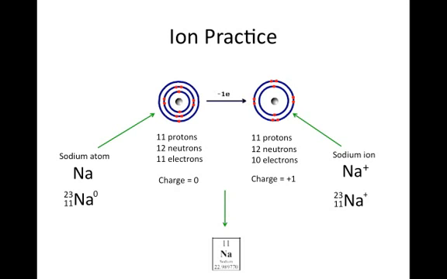Notice that there is not much difference between the notation of a sodium atom and a sodium ion. The mass numbers are the same and the atomic numbers are the same. The only difference is the charge. The sodium atom, which is neutral, has a charge of 0, while the sodium ion has a charge of +1.